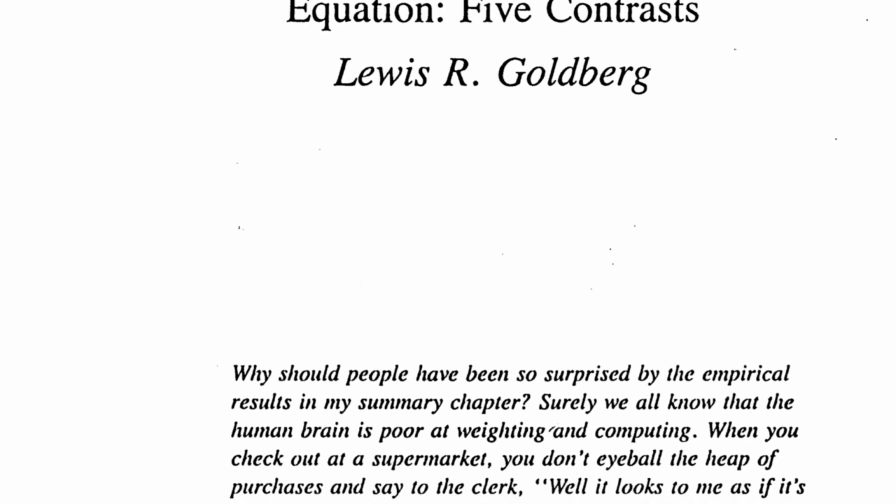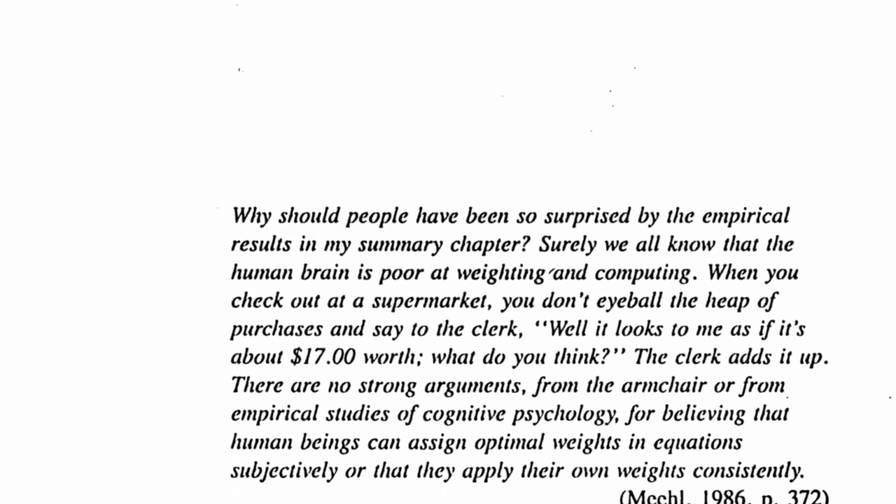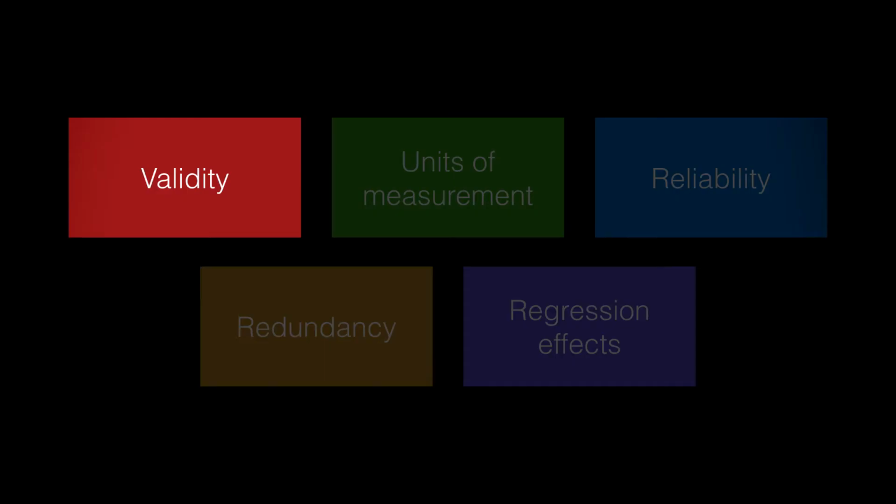So why are statistical predictions more accurate than clinical predictions? Goldberg in 1991 argued that they're more accurate due to a number of factors. The first of these is validity. Statistical tests adjust for the value of different information. That is, whether that information is actually related to an important outcome or not.